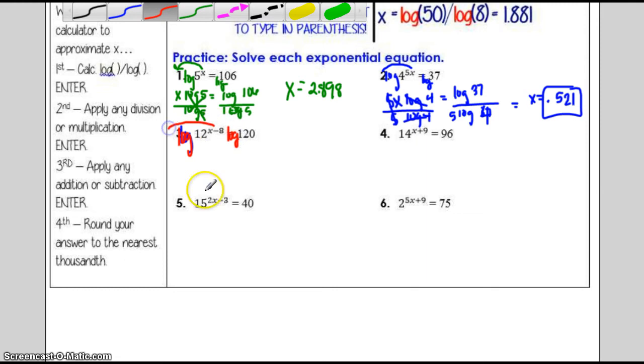We're going to move that exponent out, so it's an x minus 8. And then log 12 equals log 120. So what do we do now? We're trying to get the x alone, so we're going to divide by log 12.